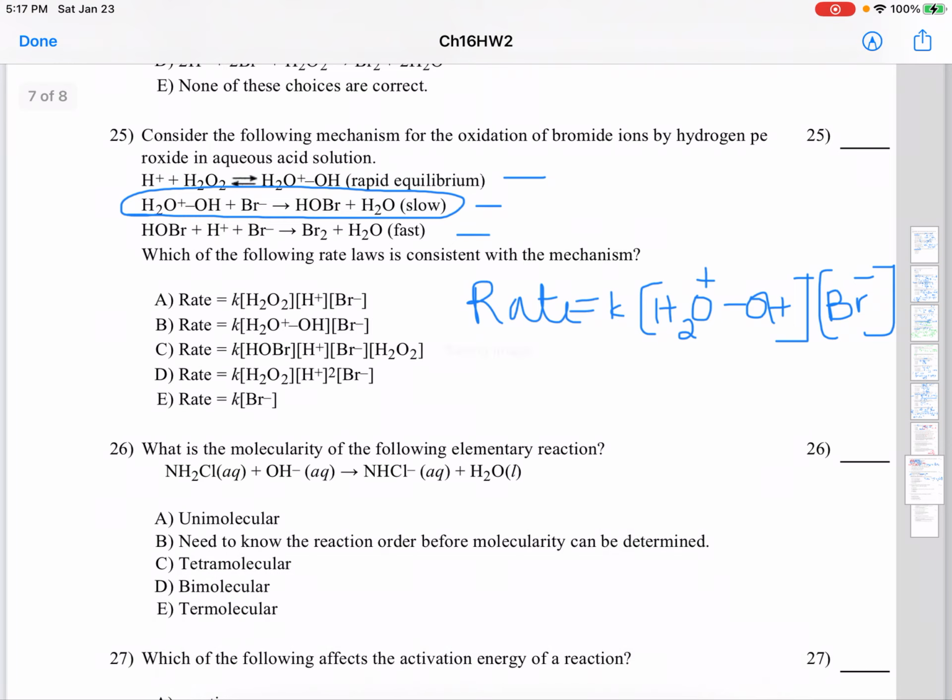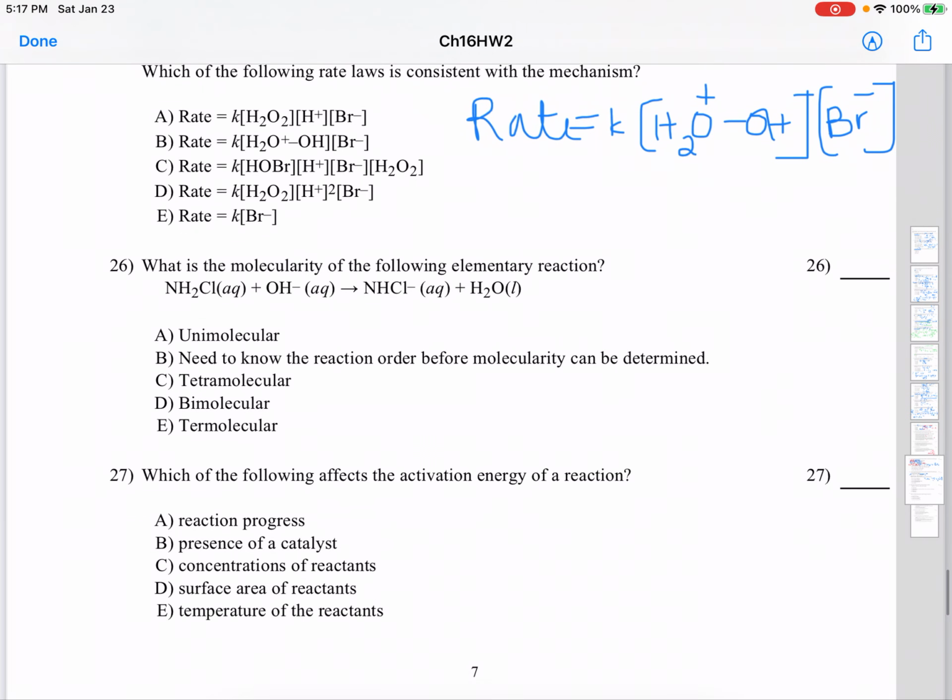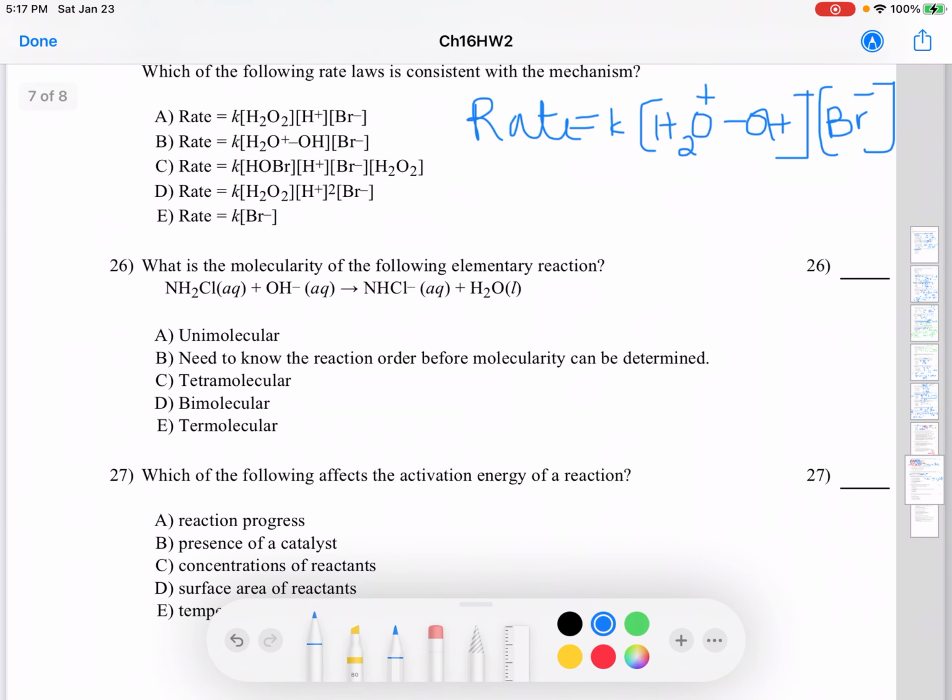Okay. Number 26. What is the molecularity of the following elementary reaction? Remember, we talked about in the lecture, molecularity of an elementary step basically would be the stoichiometry or the molar ratio of the reactant components. So here we have one, here we have one. So it's going to be then bimolecular.